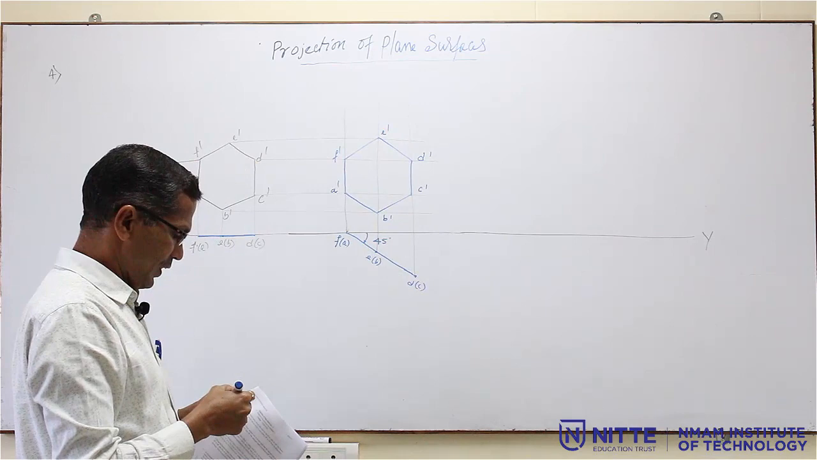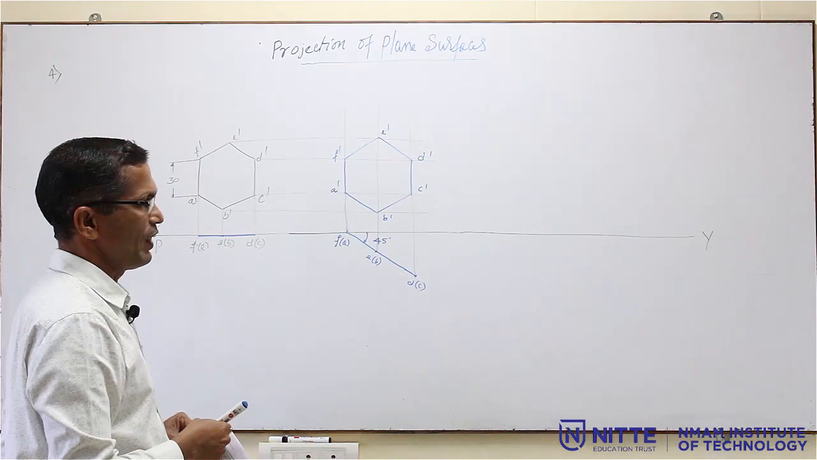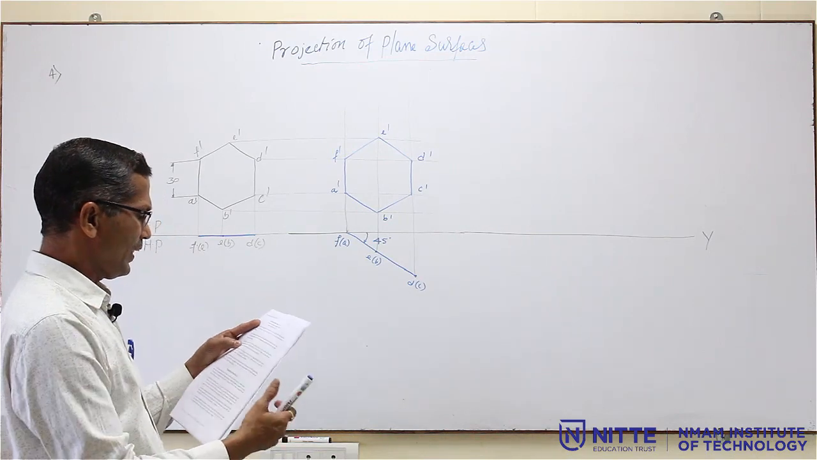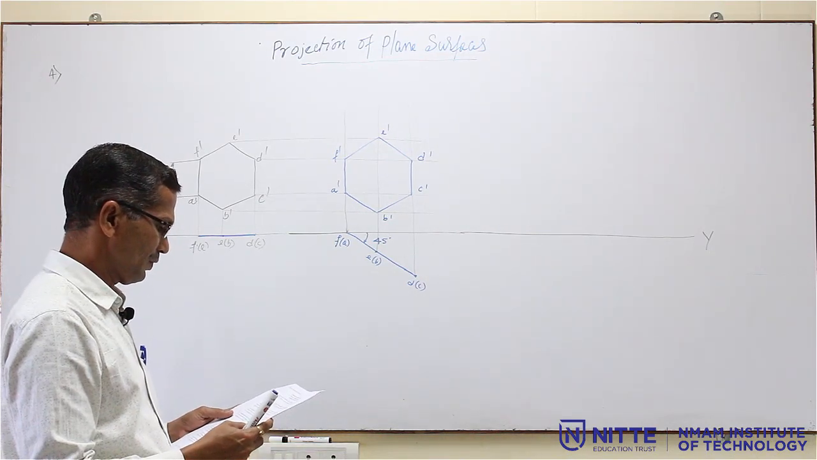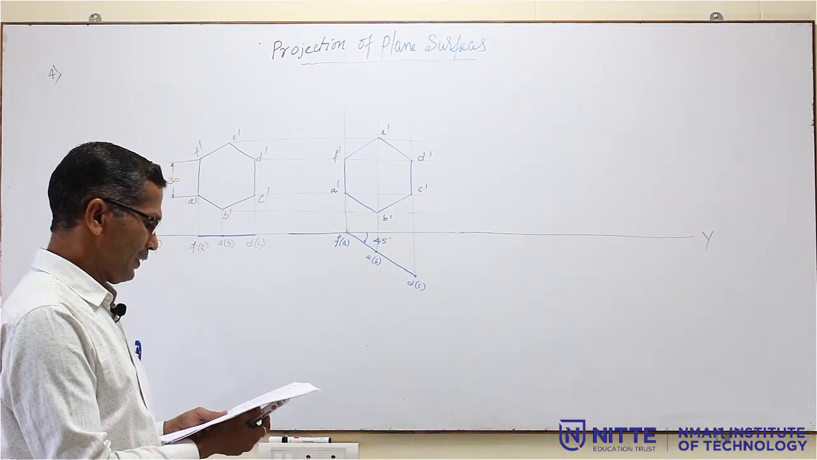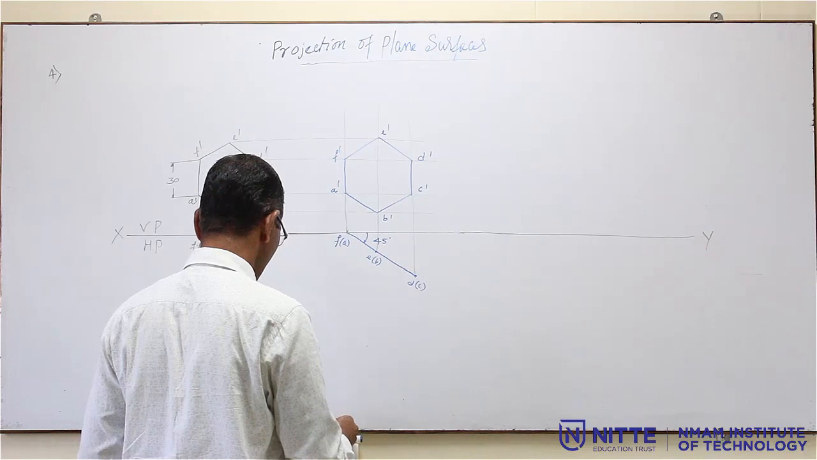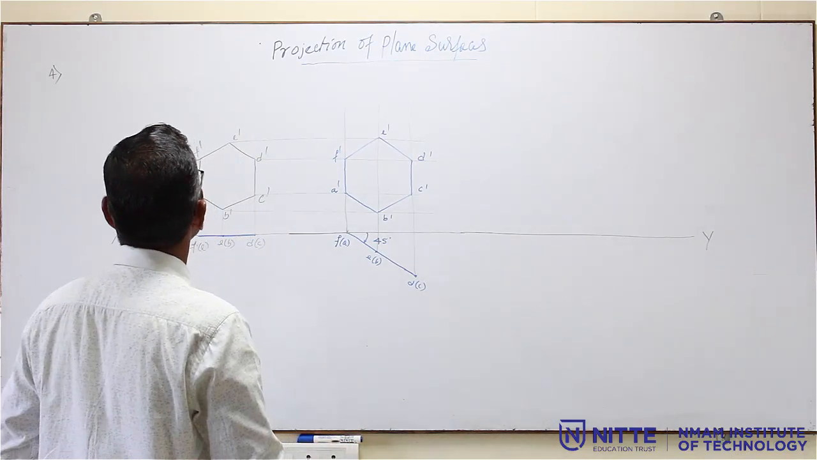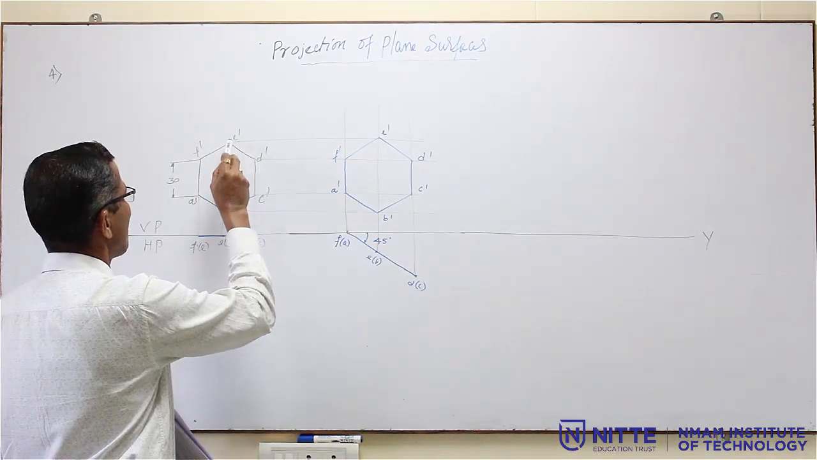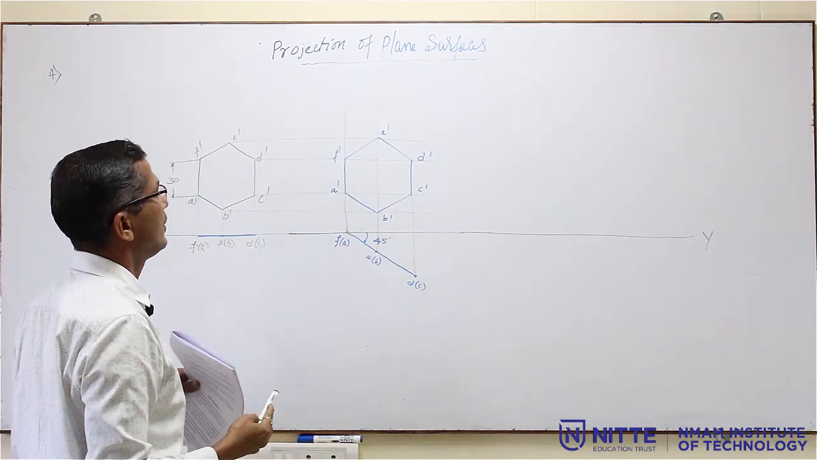So, one of the inclinations is given now: the surface inclined to VP at 45 degrees. What is the next inclination they told? The diagonal is inclined at 30 degrees to HP. So, what is the diagonal? Diagonal means the line joining the opposite points. So, there are 3 diagonals.